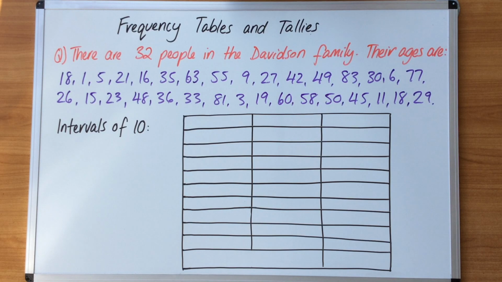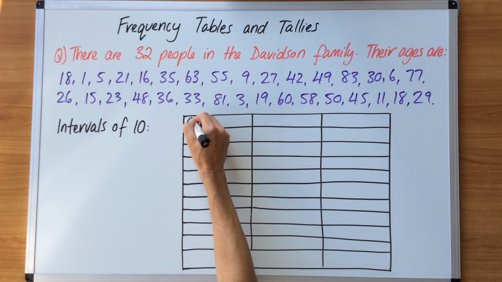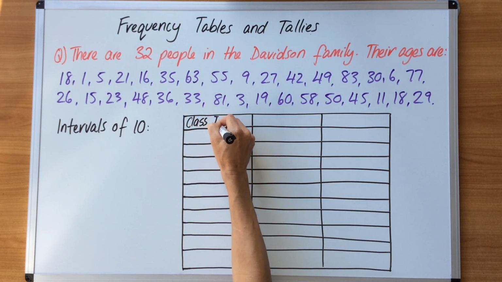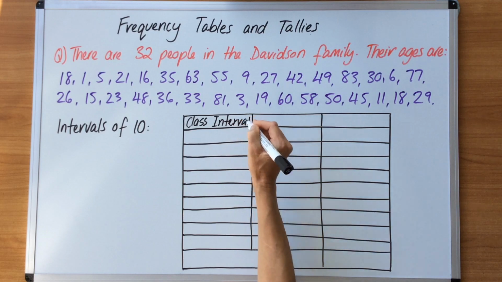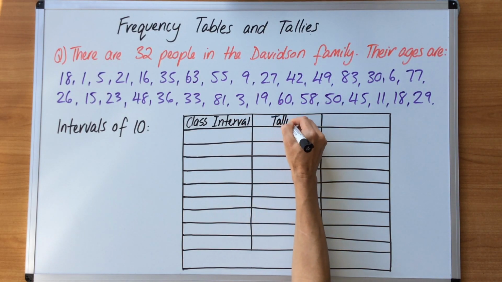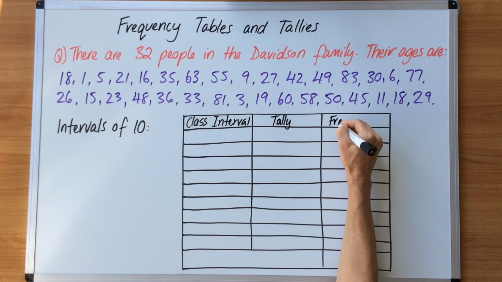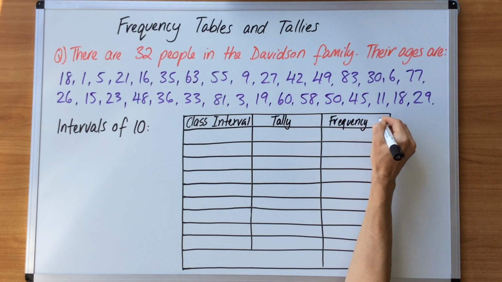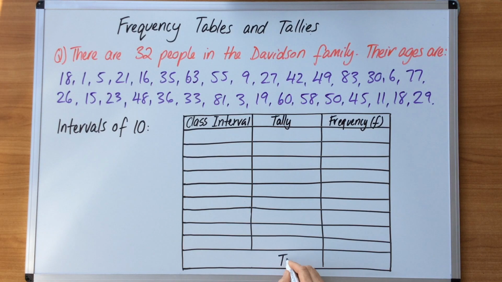Let's take a look at this question. It says there are 32 people in the Davidson family. Their ages are listed there, all those 32 people. I'm going to create a frequency distribution table for you with intervals of 10. So when we have intervals, our title up here will be class interval. We don't give it the topic. The middle is the tally, that always stays the same, as does the frequency. And our total is here at the bottom.